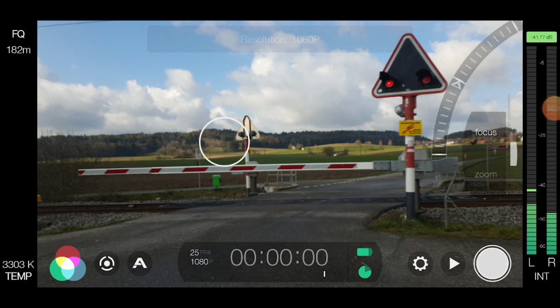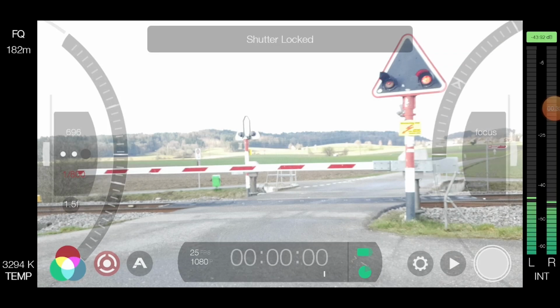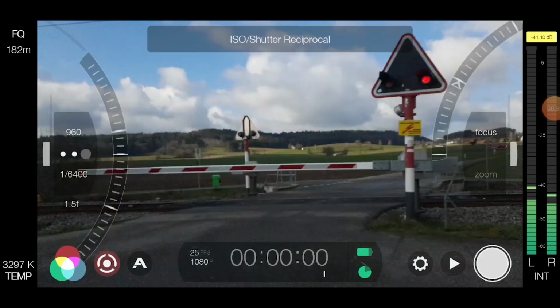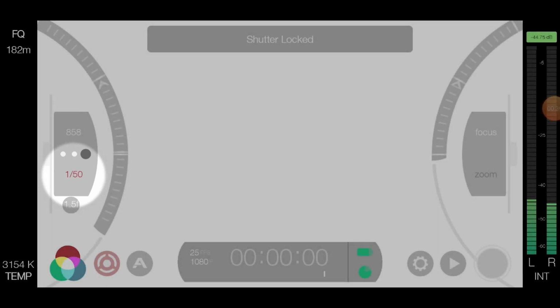How do we set shutter speed in FiLMiC Pro? Open FiLMiC Pro. Open Manual Controls. Now move the exposure wheel to set the desired shutter speed. Click on the shutter speed to lock it and it goes red.